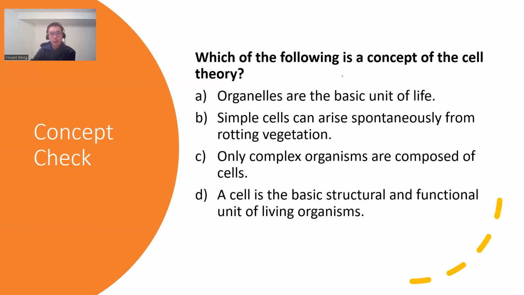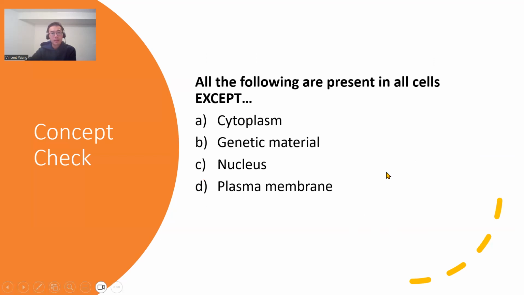So which of the following is a concept of the cell theory? Most of you got it right. It is D, not A. Two people chose A, which says organelles are the basic unit of life. Nope, cells are the basic unit of life. Organelles are the structures that you will find inside a cell, and we'll learn more about those for the rest of the class. Okay, here's another one.